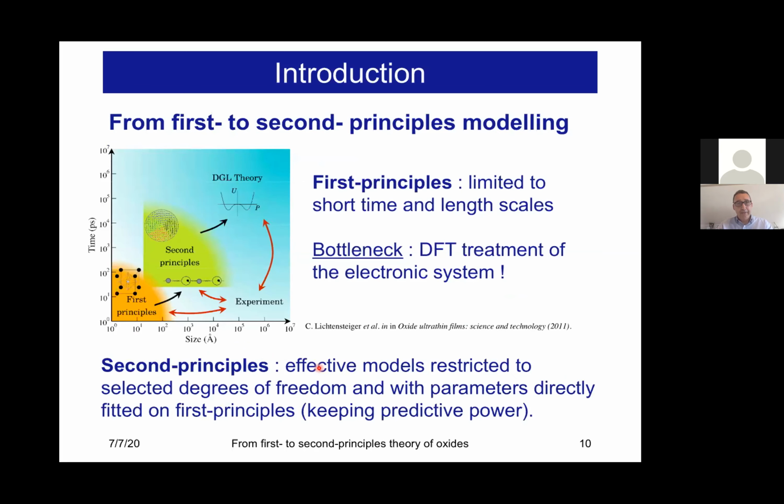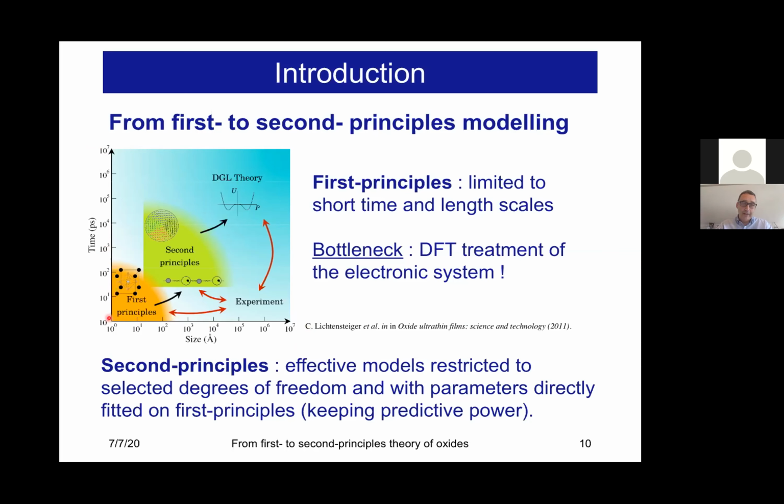But there is another kind of limitation to density functional theory. It is that it is limited to short time and short length scales. If I look here in terms of time and size of the system, you will see that first principles theory addresses a very small part of this diagram here.